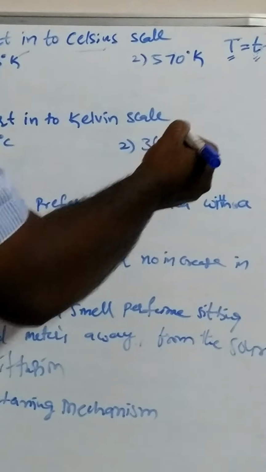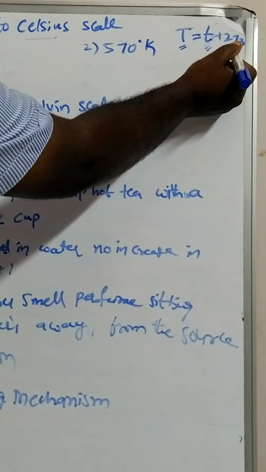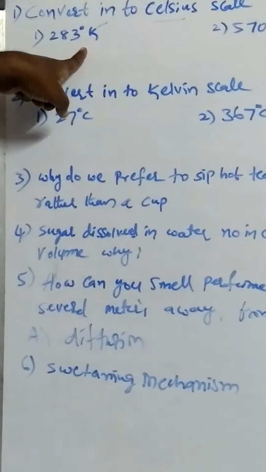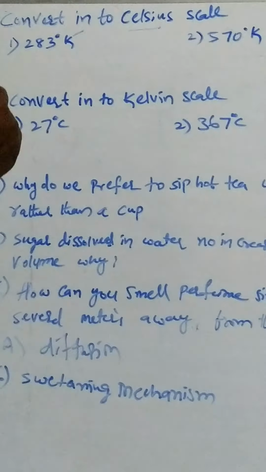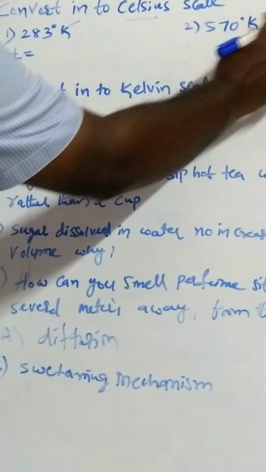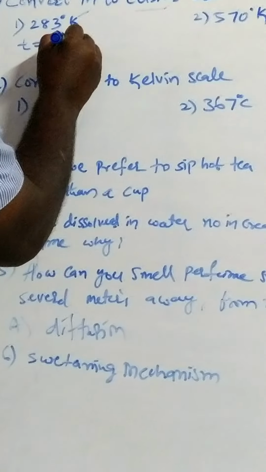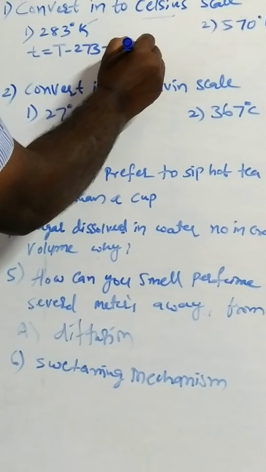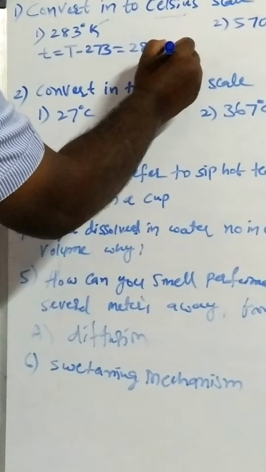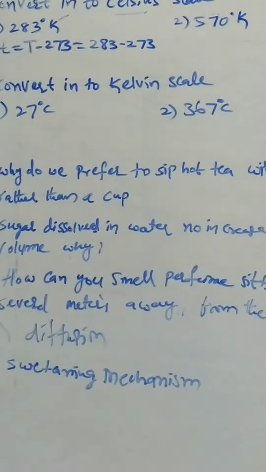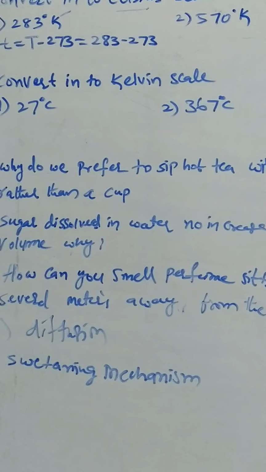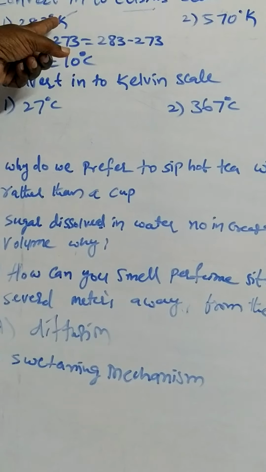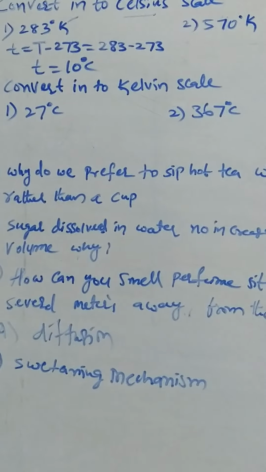Now suppose he is asking for Celsius, then you have to subtract. Here it is given in Kelvin scale, and you have to find the Celsius scale. So how can you get small t? From this relation, small t equals capital T minus 273. What is the Kelvin value here? 283. So 283 minus 273 is nothing but 10 degrees centigrade. It is given in Kelvin scale, and you are finding it in Celsius scale.